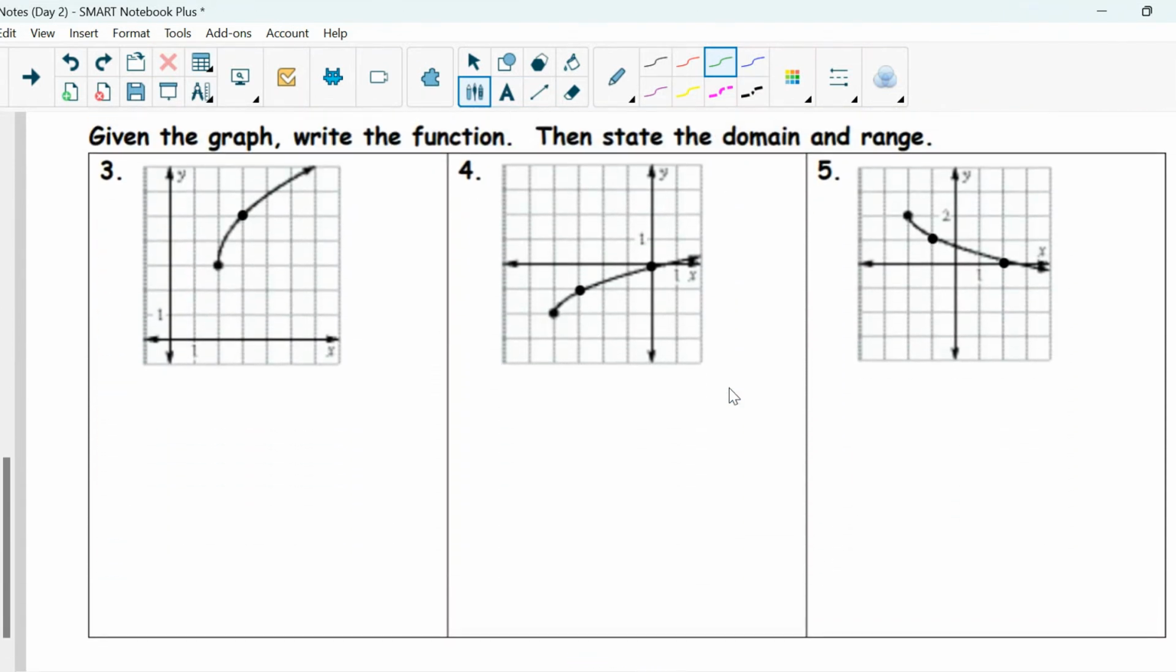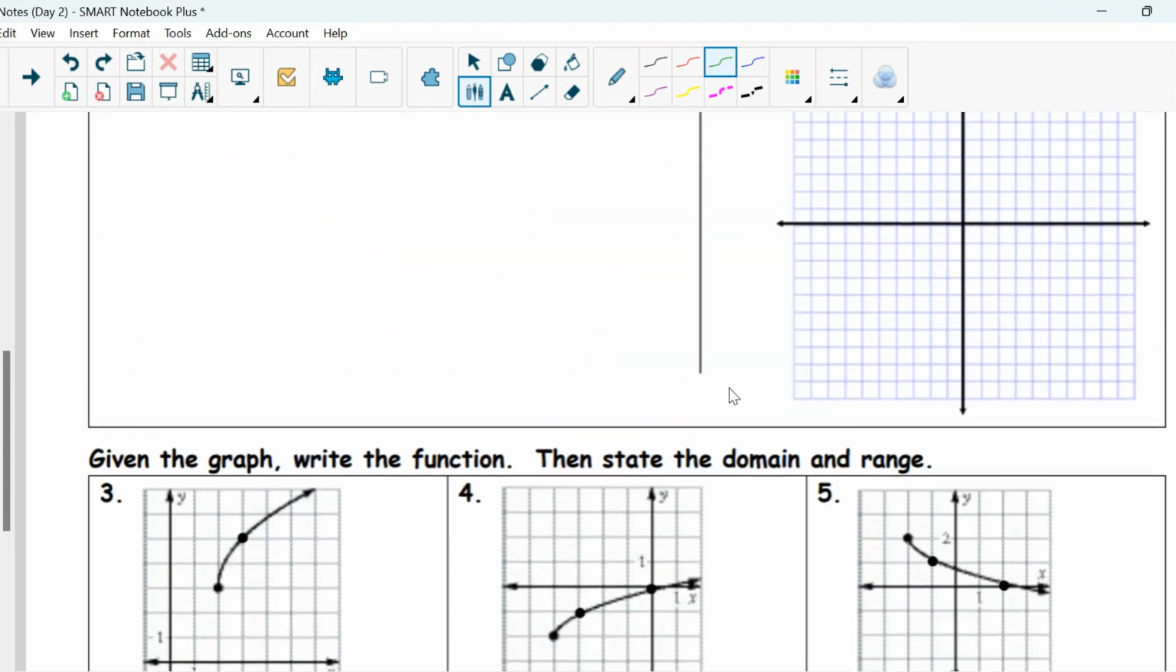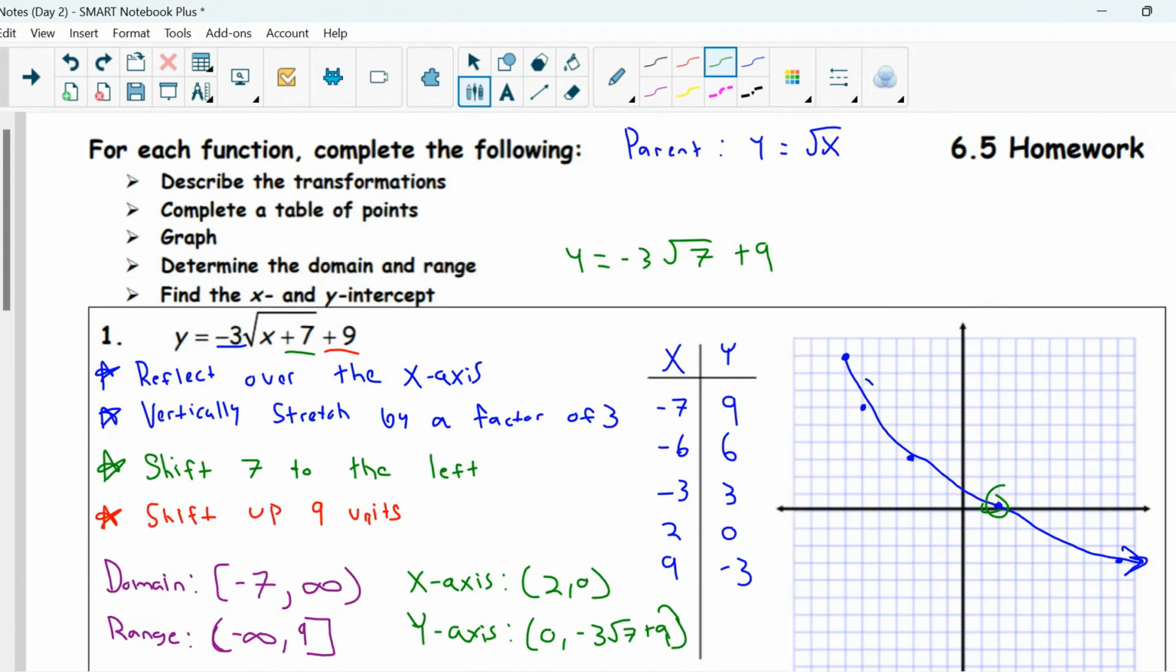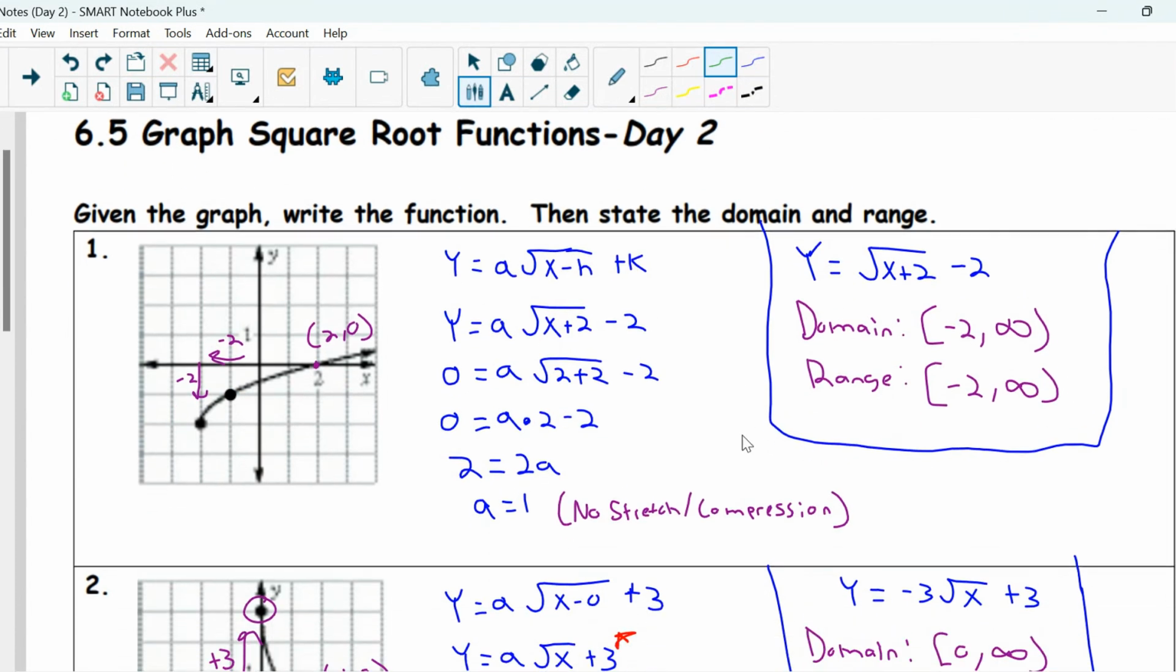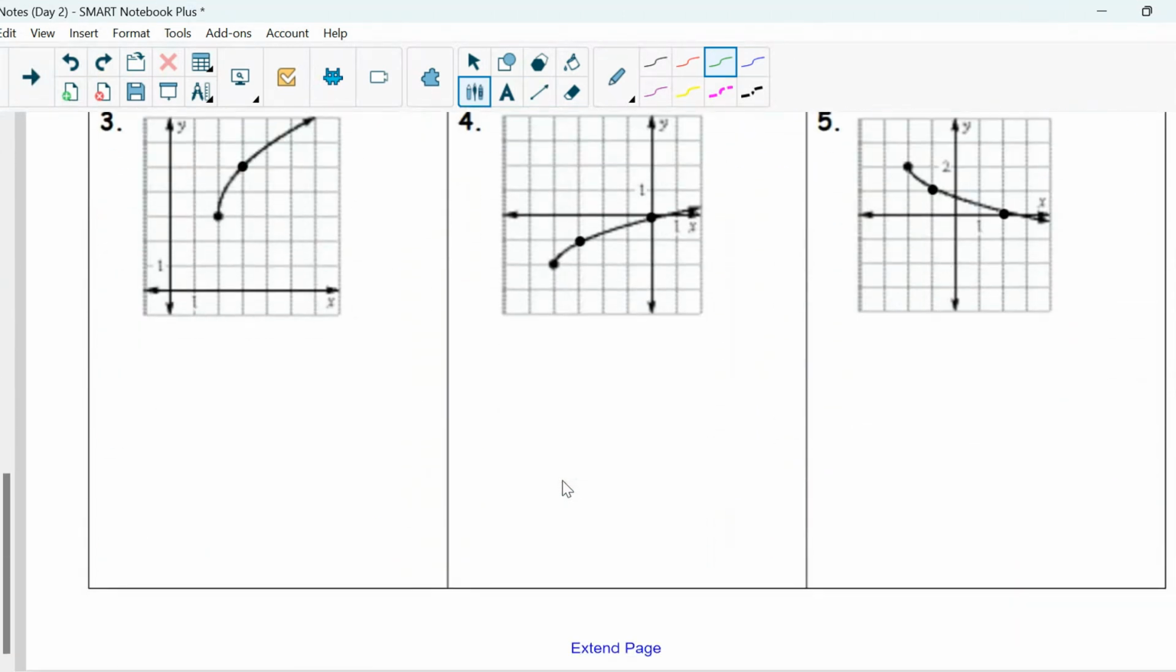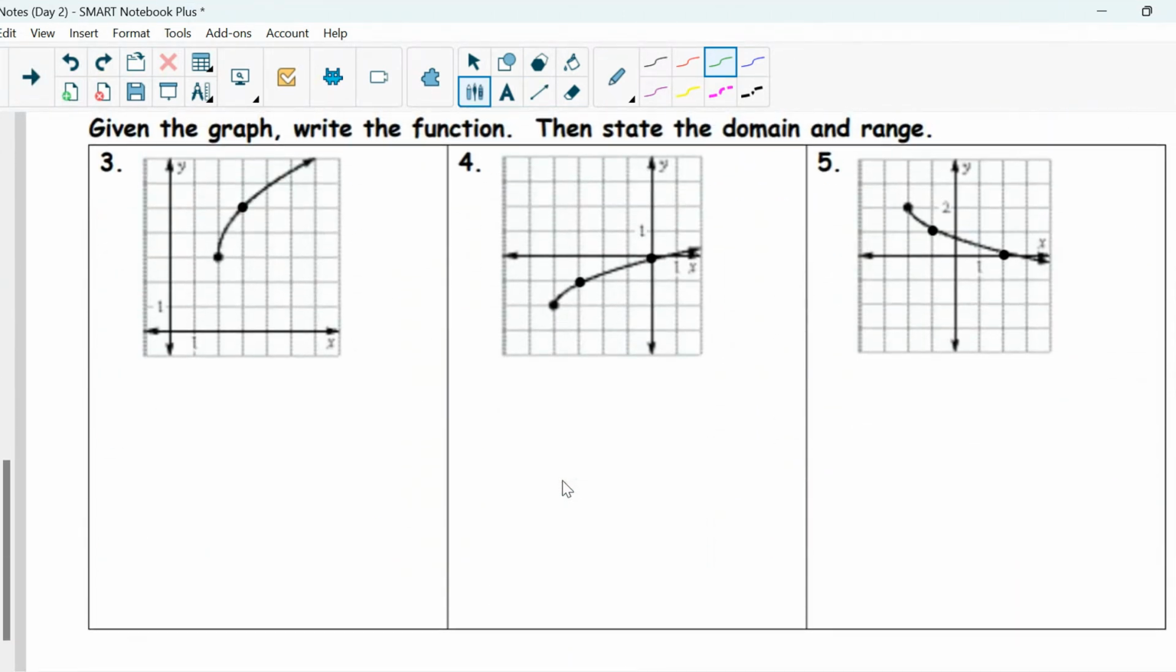All right, the final section here is we are looking at a graph. They give us a graph, and we are supposed to write a function and then state the domain and range. This is the same process that we actually did in the first section all the way back on page 1. So I don't find it completely necessary to go through it again, but if you'd like the extra practice, feel free to go for it.